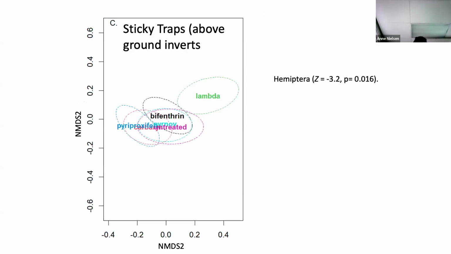And this is with the sticky traps. The sticky traps had lower differences compared with the pitfall traps, and lambda-cyhalothrin in this case was the one that had a bigger effect. This is not a surprise because here it's not only the type of acaricide that you are using, it's also the formulation, right? So the lambda-cyhalothrin was given as a spray, so that's probably why it affected flying insects more than granules.